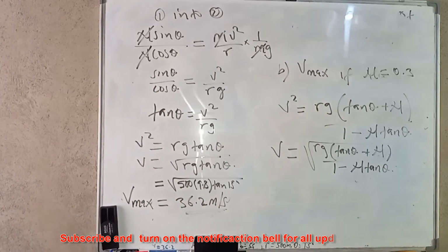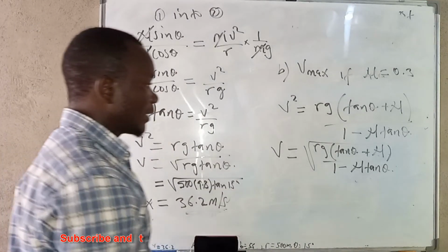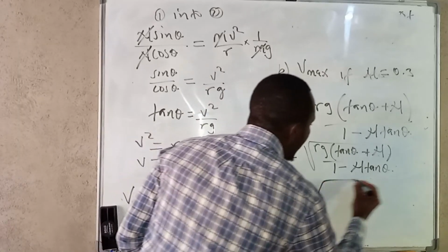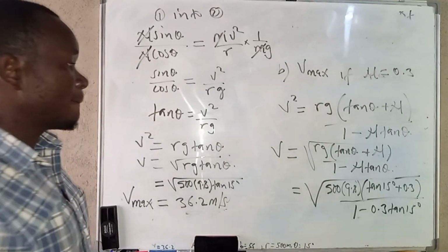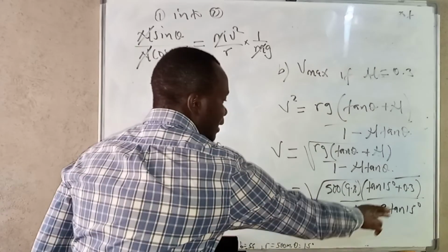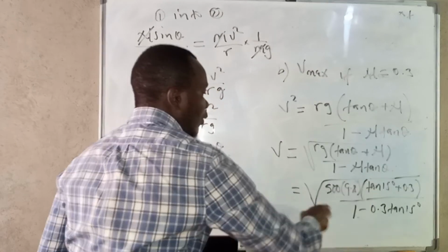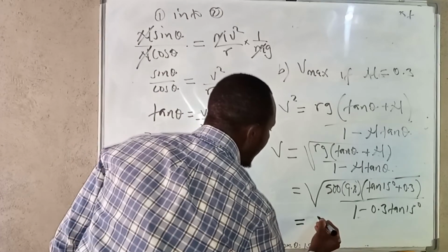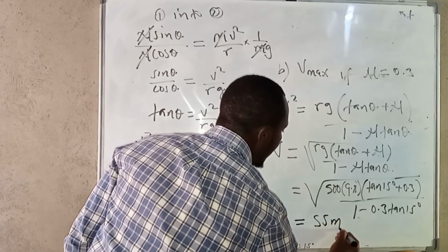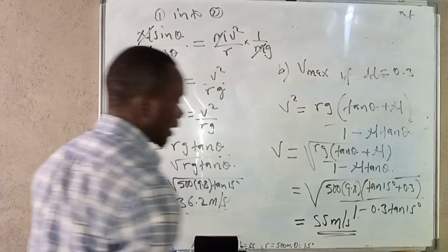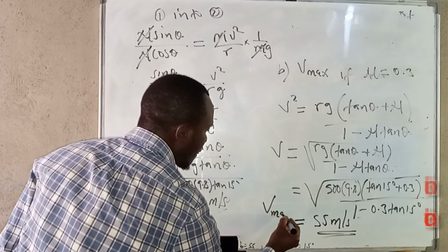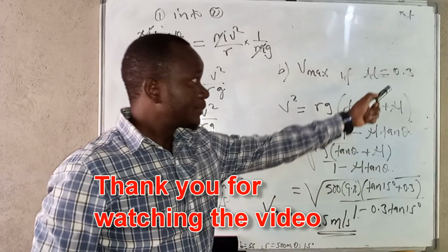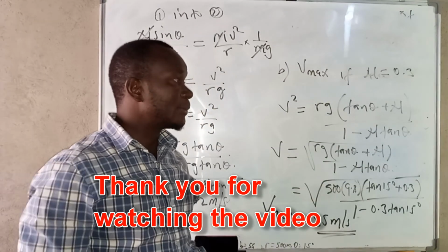If we plug in the values and evaluate, punching the square root on a calculator, we are going to have 55 meters per second as Vmax if the coefficient of friction between the road and the tire is 0.3.